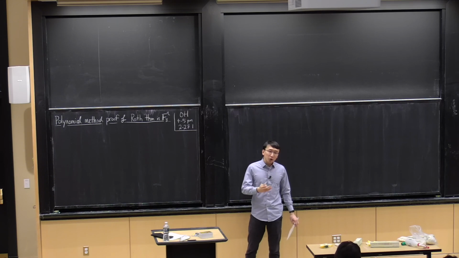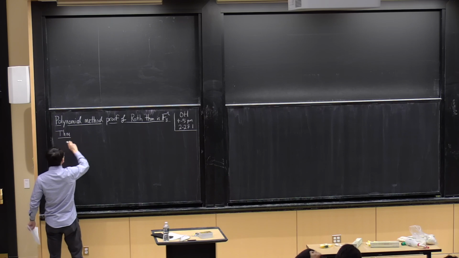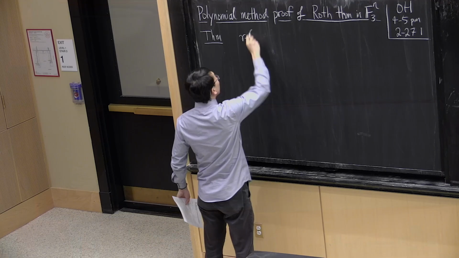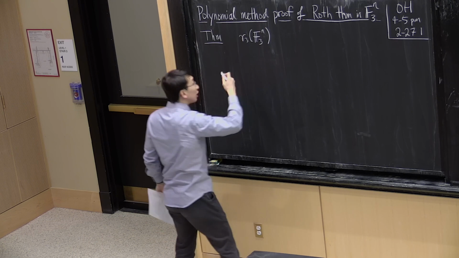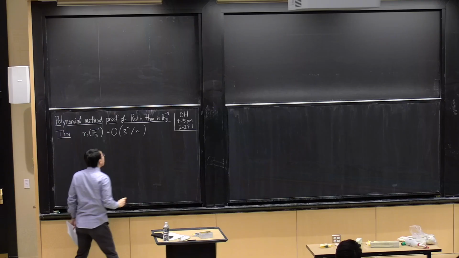Today, I want to show you a very different kind of proof of Roth's theorem in the finite field setting. So first, let me remind you, the bound that we saw last time for Roth's theorem in F3 to the n gave an upper bound on the maximum number of elements in a 3AP-free set of the form 3 to the n over n.